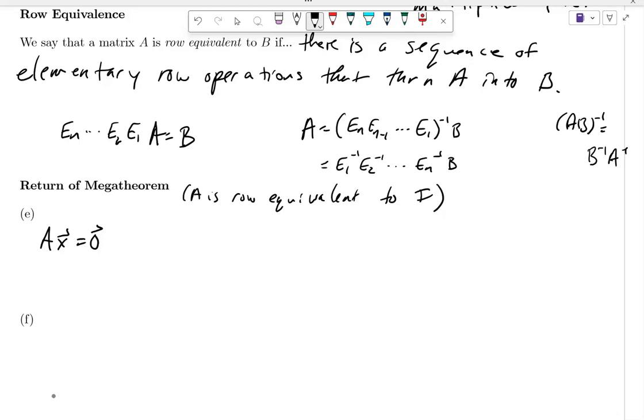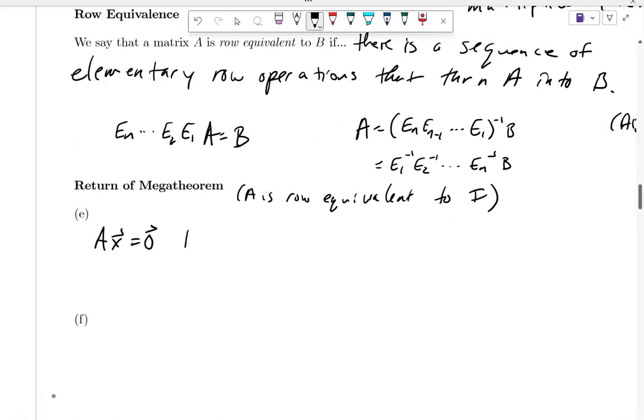So another equivalent condition that you can put in your list is that the homogeneous system has only the trivial solution. That's equivalent to the matrix being invertible. Yep, absolutely. Please add this to the list that we have. Like I said, we're going to end up with like 20 by the time we're done.